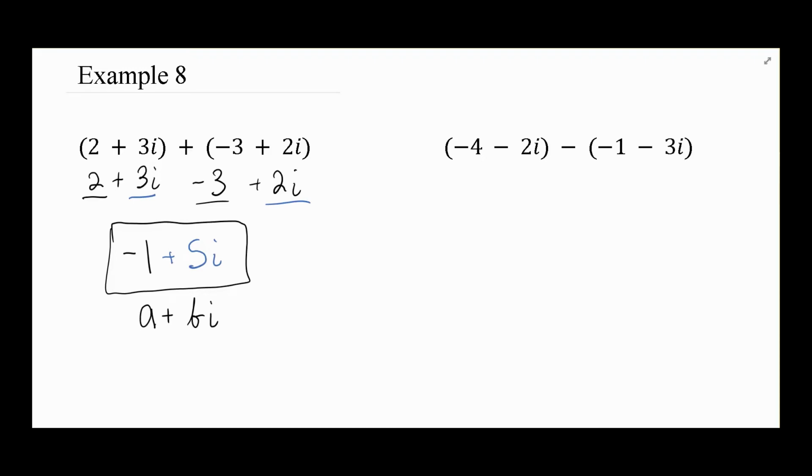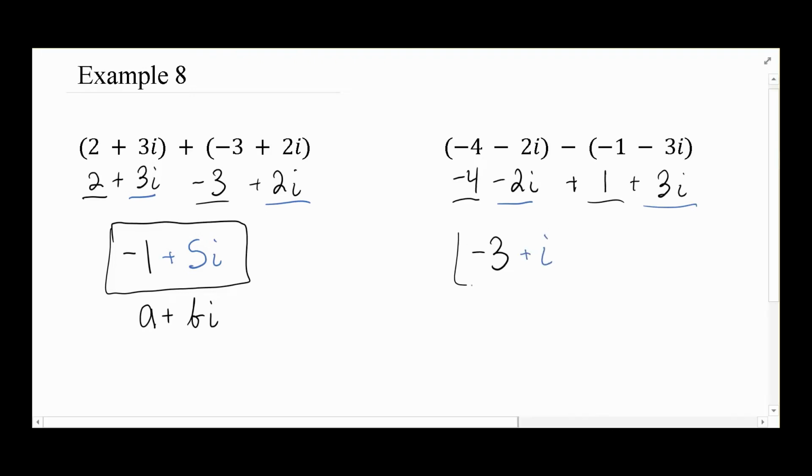Now back to the subtraction example. As you'd probably guess, all you're going to do in this example is distribute the negative. If you distribute the negative, it becomes +1 and +3i, and then you can combine like terms. We have -4 and 1 gets us -3. We've got -2i and +3i gets us i. And that's it.